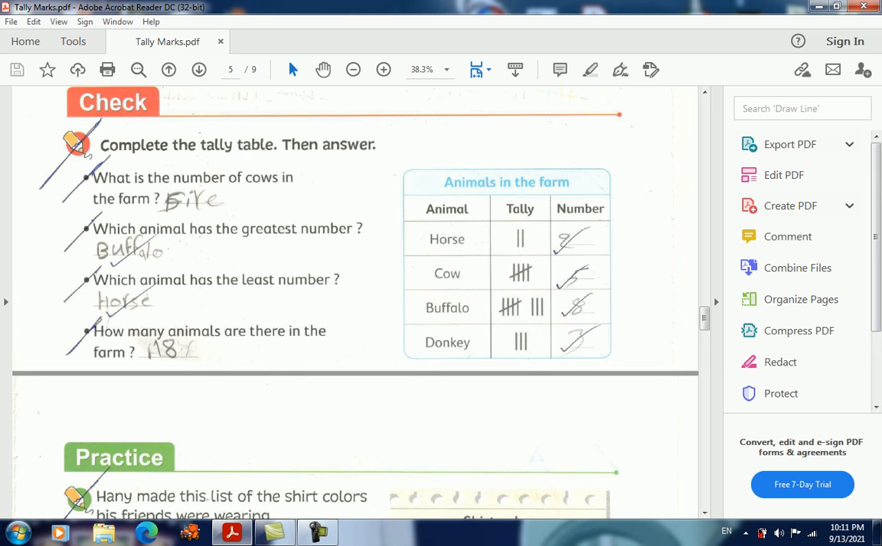Now, what is the number of cows in the farm? From the table, we found it's 5. And which animal has the greatest number? It's obvious, it's the buffalo, it has 8. Which animal has the least number? It's the horse, we got 2. And how many animals are there in the farm? We have to count all of them together. So 2 plus 5 is 7, 7 plus 8 is 15, and 15 plus 3 is 18.